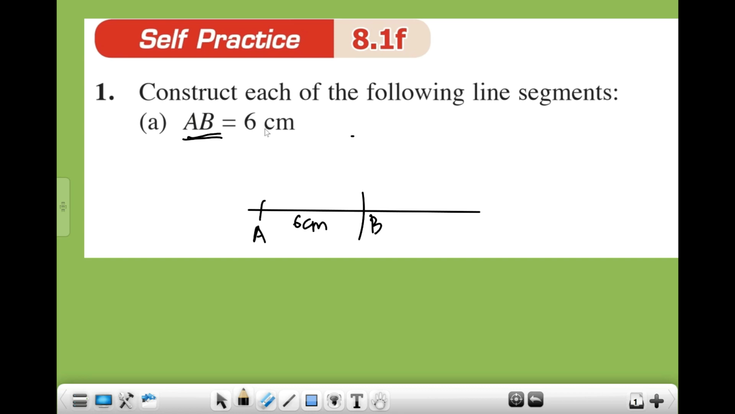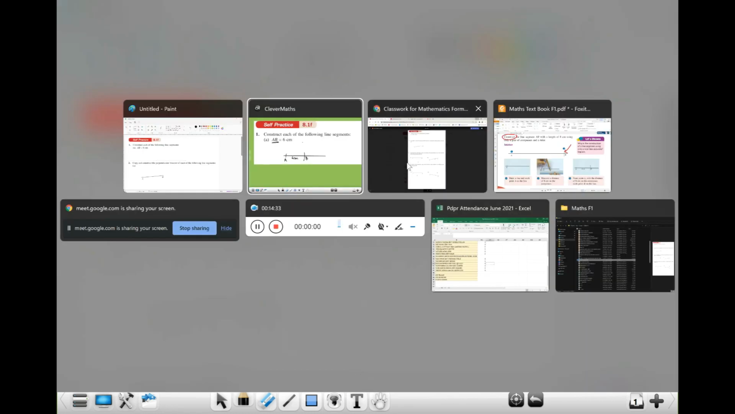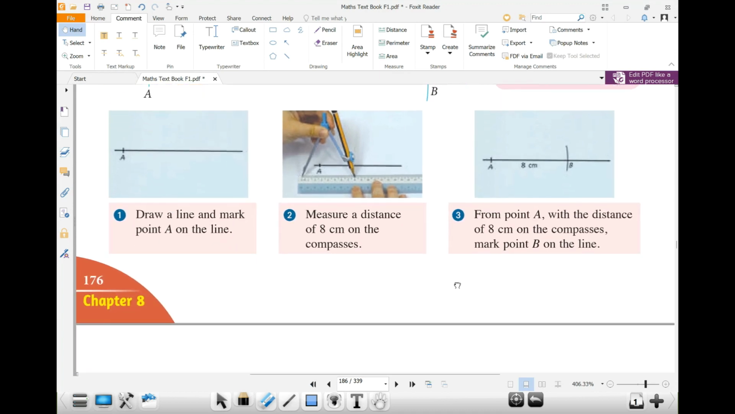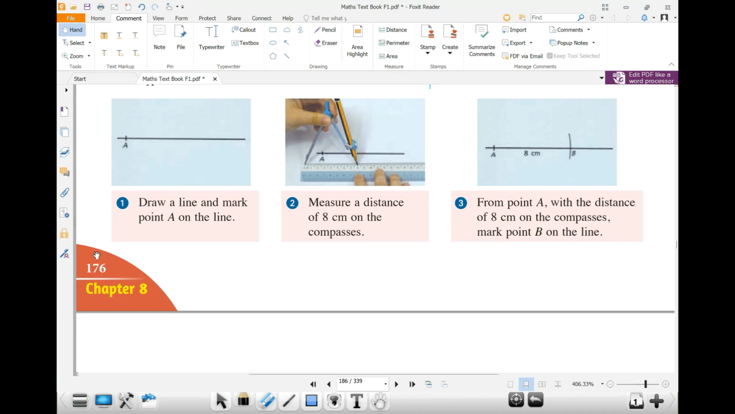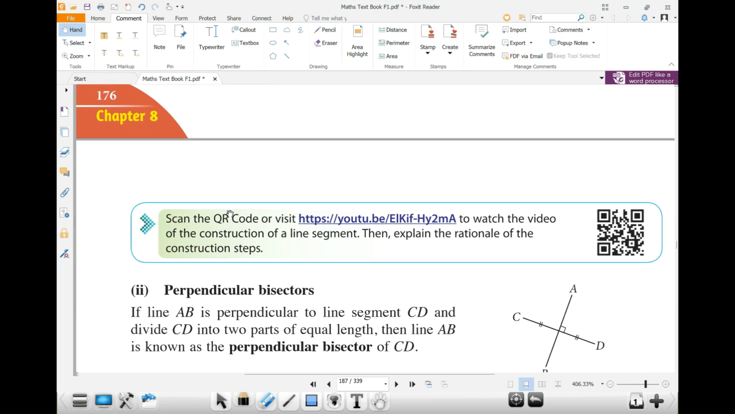So now we look at the next one here. Okay, so this is what we did just now. If you don't know how to do it, you can refer to your textbook on page 176. You can go back and see how to do that. Or you can scan the QR code here on the right and go to this YouTube link to watch the video on how to construct the line segment. Everything is given. So now we are going to look at perpendicular bisector.